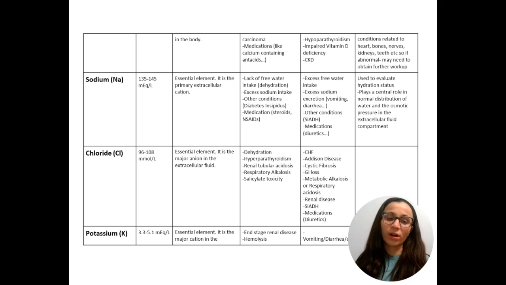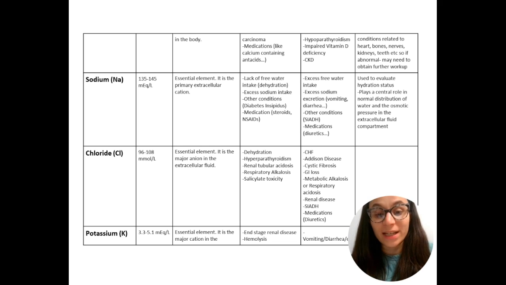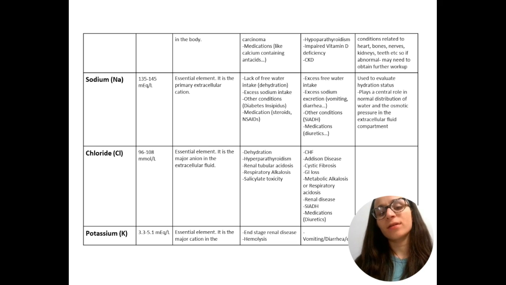Now, chloride. Chloride's normal range is 96 to 100.8. Chloride is an essential element and is a major anion in extracellular fluid. So in the extracellular fluid outside of the cell, the major cation is sodium, and cation means plus and anion means minus, which is chloride, the major anion for outside the cell. It could be elevated with dehydration, hyperparathyroidism, and it could be decreased with congestive heart failure, Addison's, a whole bunch of reasons it could be decreased.